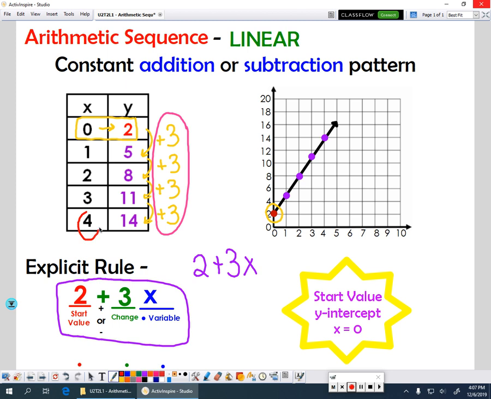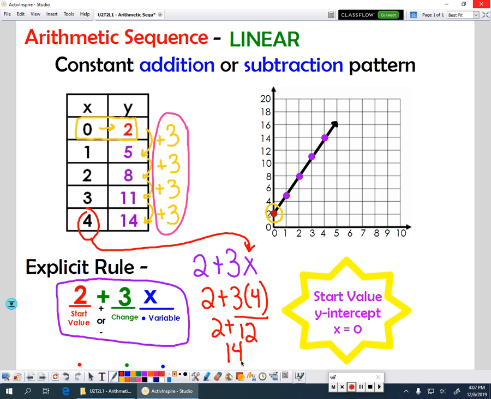If I want to find my 4th term, all I would do is take that 4 and plug it in as my x value. So I'd have 3 times 4. And 3 times 4 is 12, and 2 plus 12 gives me 14. So that's how I can use this rule to help me figure out any missing value that could come from my table. And that's what you need to know about arithmetic sequences.